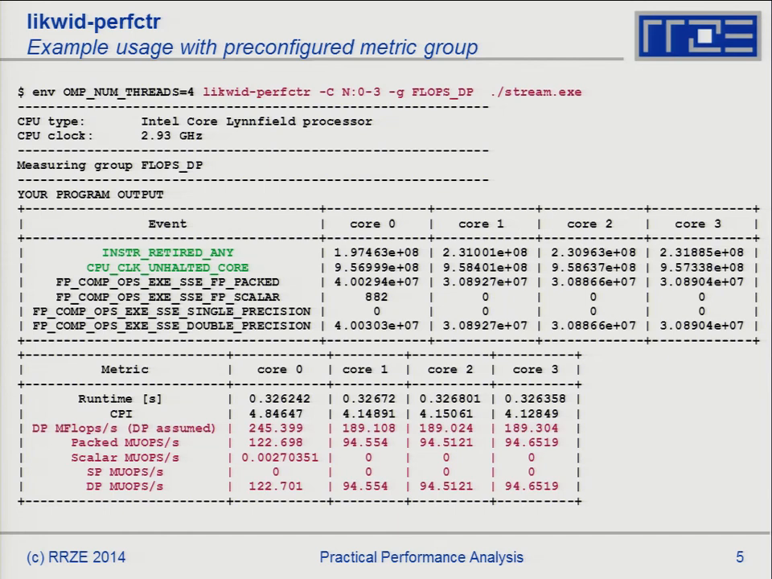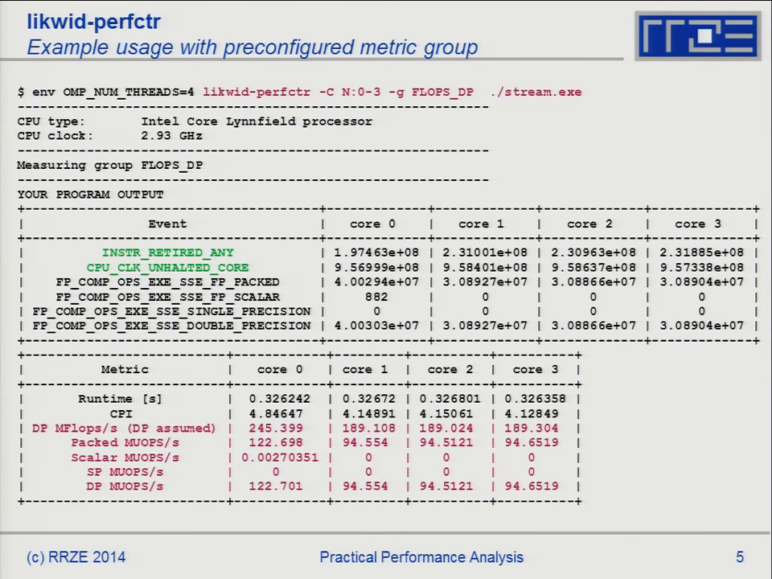So if you use -C (capital C) here, it means measure on those cores. So measure on cores 0, 1, 2, 3, and at the same time, do the pinning on these cores. If I had used a lowercase c, it would just measure on 0 to 3, but would not do any pinning. If I don't want any pinning, I don't have to. OK.